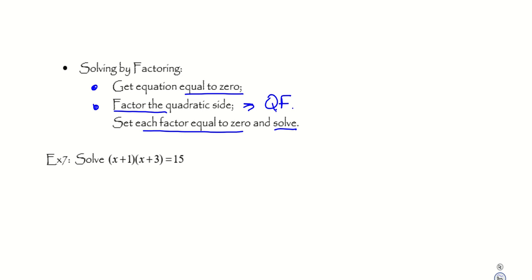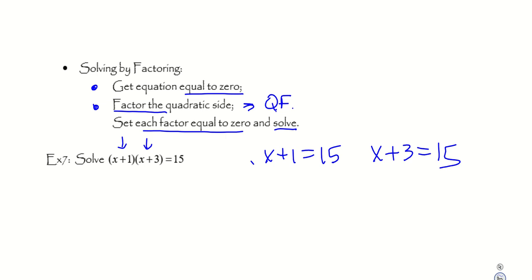So here's our first example. I have x plus 1 times x plus 3 equals 15. A lot of students are tempted to take x plus 1, set it equal to 15, and take x plus 3 and set it equal to 15, and that doesn't work. So making this number 15 doesn't mean that this number will be 1, and vice versa.